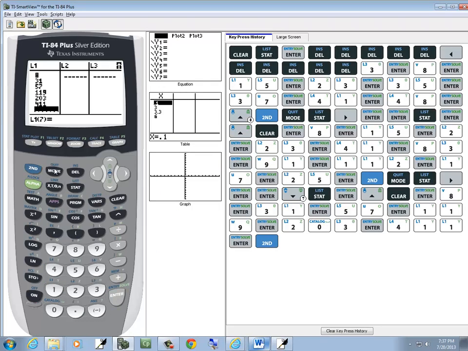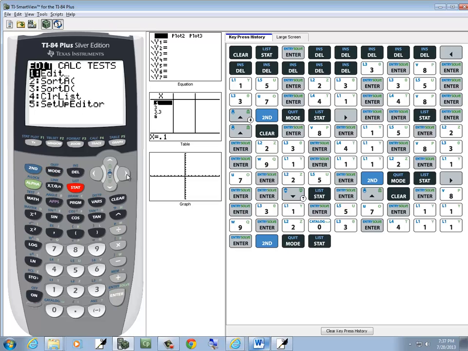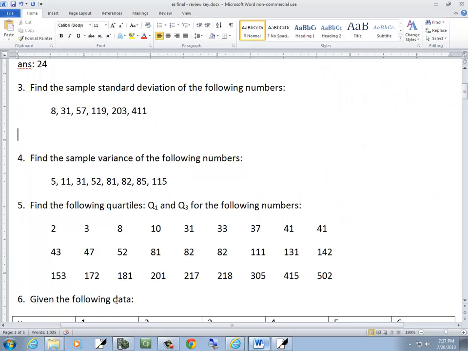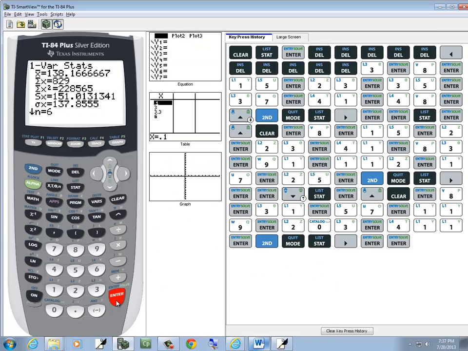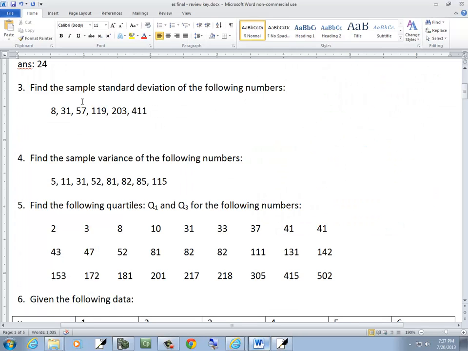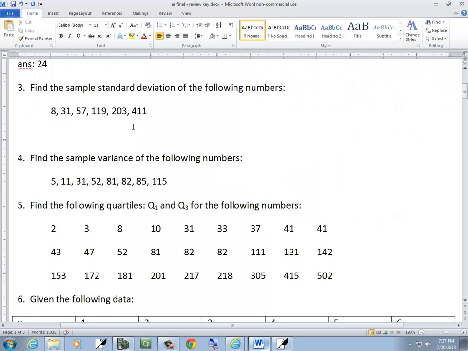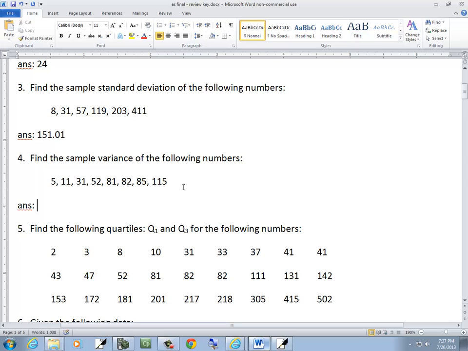Exit out, do second mode. I'll press my stat, right arrow to calc, choose one of our stats again, and press enter. Now assuming that I typed the numbers correctly, which is always kind of iffy, it says find the sample standard deviation, which is Sx. It doesn't specify, so I'll round to 2 decimal places, 151.01. Now if this was on the final's multiple choice, you'll see how many decimal places.